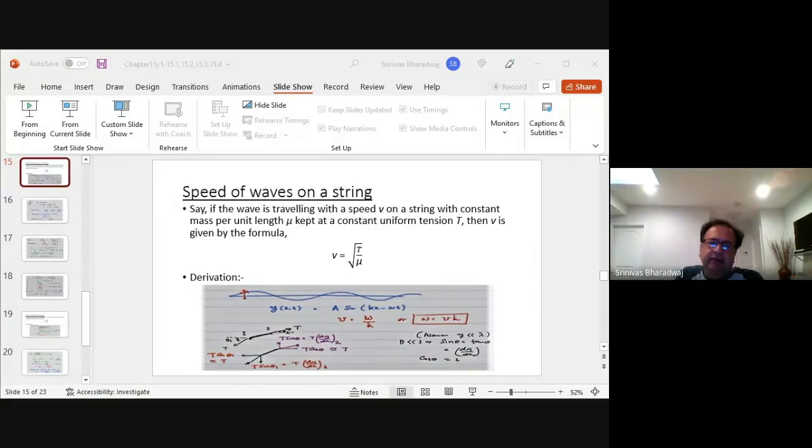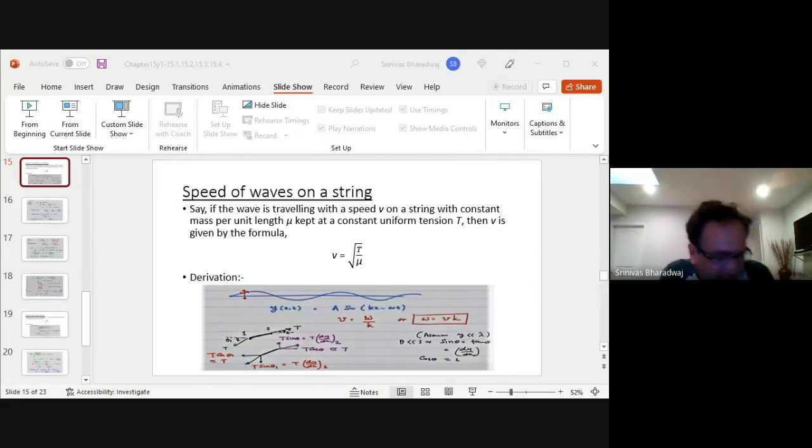If you had a wave A sine(kx minus omega t), its velocity is omega by k, where omega is 2 pi by T, and k is 2 pi by lambda. And 2 pi by T is 2 pi f, and 2 pi by lambda. So when you write omega by k, you end up with f lambda. So omega by k is simply f lambda. So f lambda is v. That is the fundamental formula that you must remember.